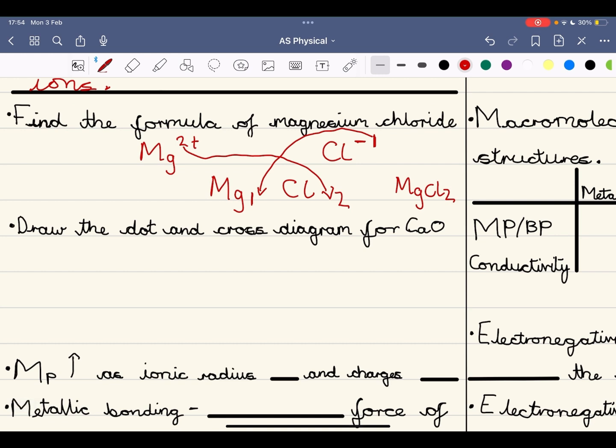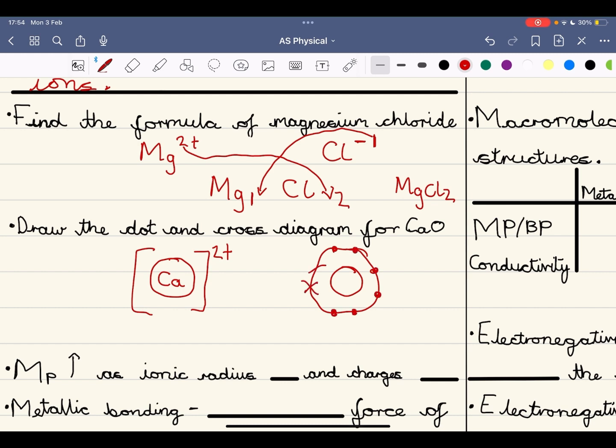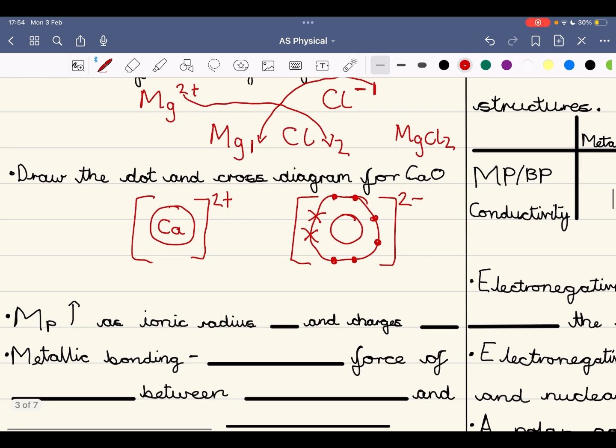Next we're asked to draw the dot and cross diagram for calcium oxide. So calcium is in group 2, so it loses 2 electrons to gain a full outer shell, and because of this it gains a 2+ charge. And then oxygen is in group 6, so it gains a full shell by gaining 2 electrons, and then these are the 2 electrons that it gains from calcium, and has a charge of 2-. The melting points of ionic structures increase as the ionic radius decreases and charges increase.